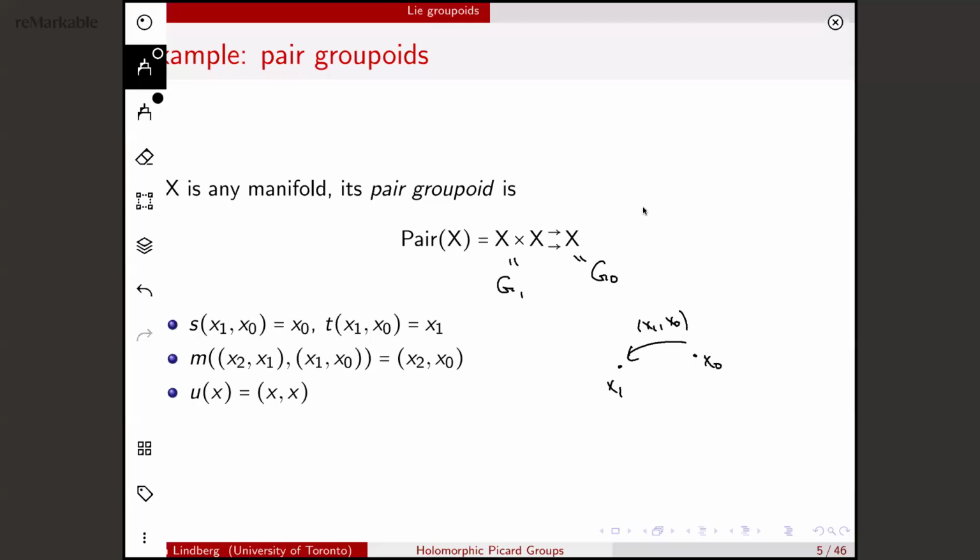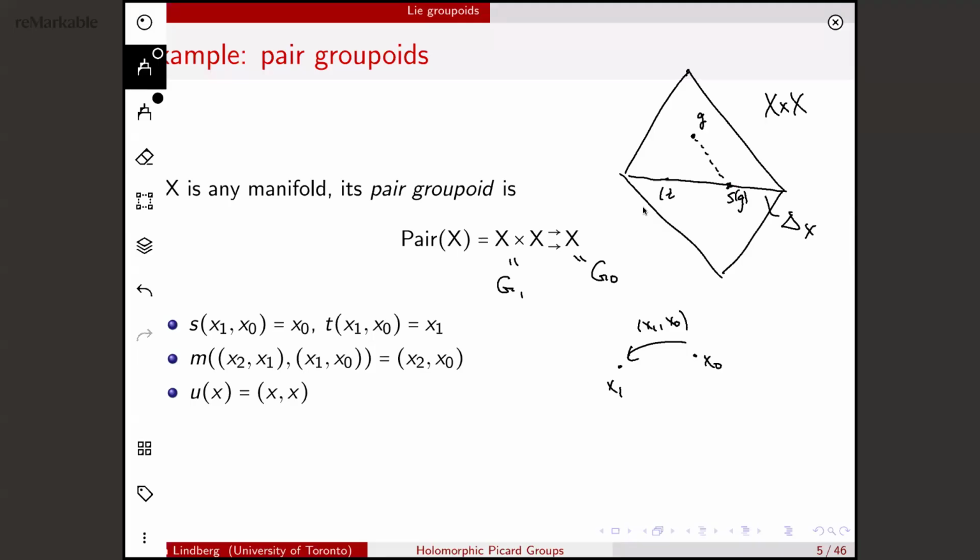Okay, great. So in this case, multiplication is just given by concatenation of these pairs. And the units, sending an object to the identity arrow, just send it to x times x, or xx. So you could pick this as being some space here. The groupoid is like x times x. And then there's this identity, which is just the diagonal of x. And every element in here, say this is g, has a source. Then I can send it to its source and its target.